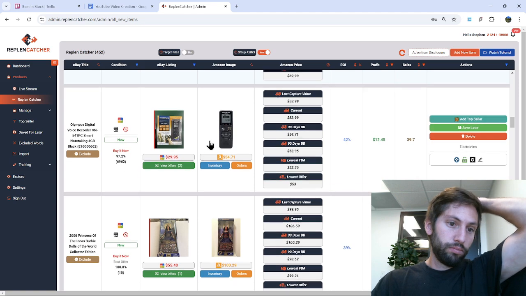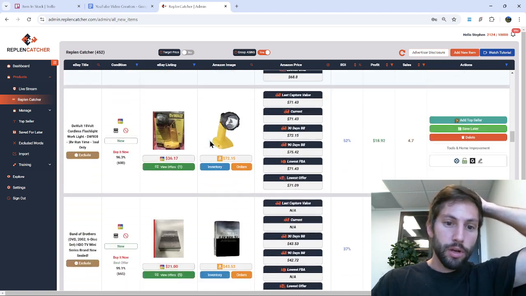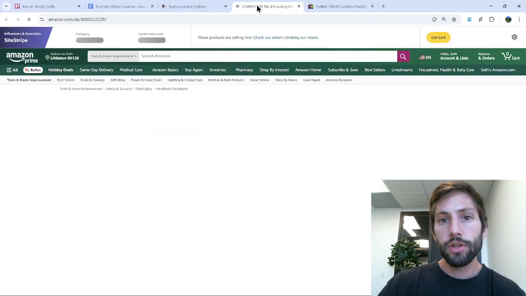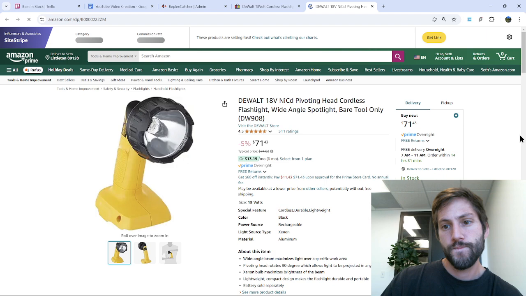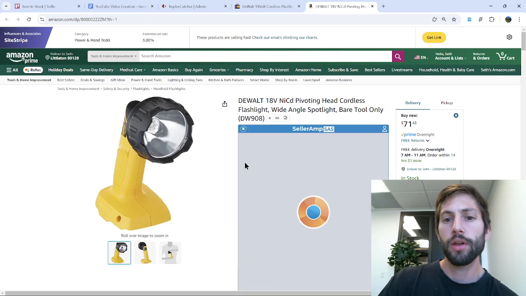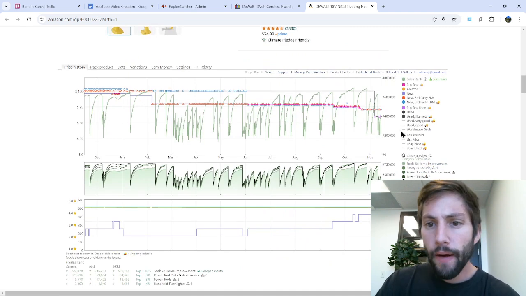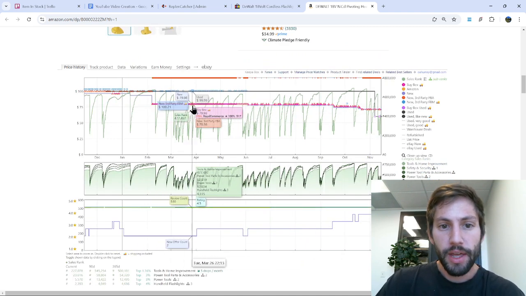Let's see. What would be this? We'll go for a tool. Another slow tool. Kind of slow, I think. Not that slow. Yeah, kind of slow. All right, so we're seeing FBA.